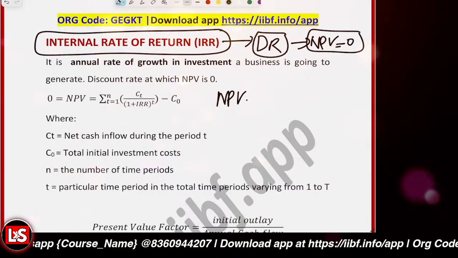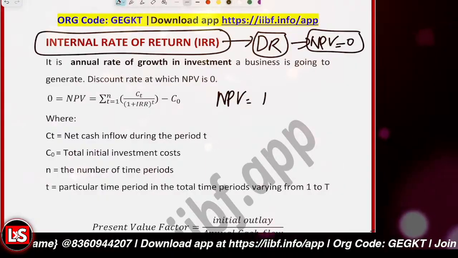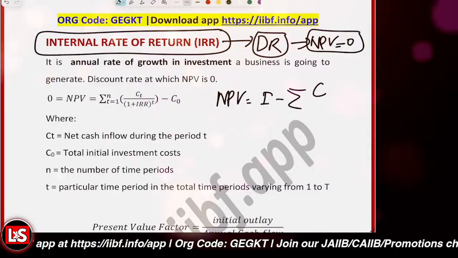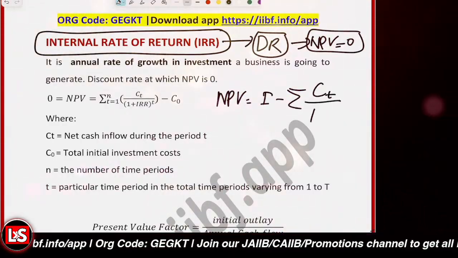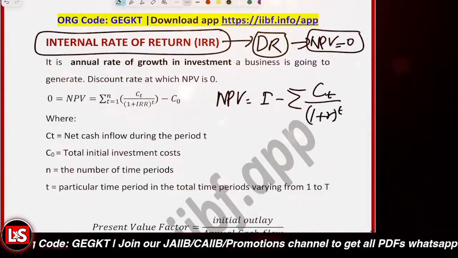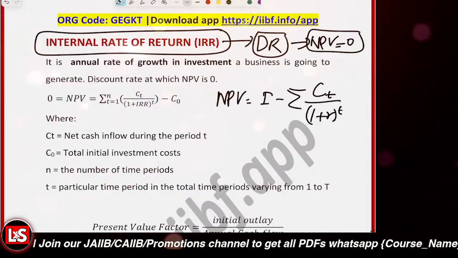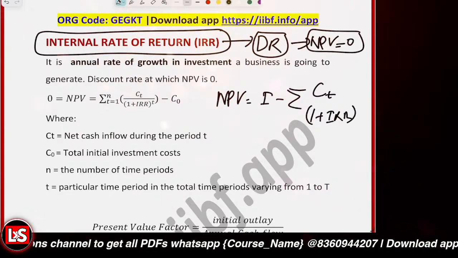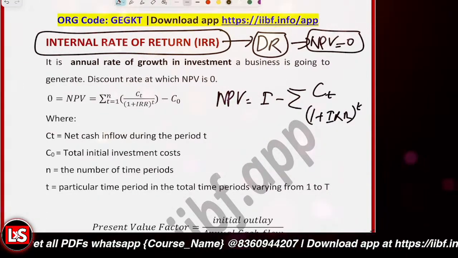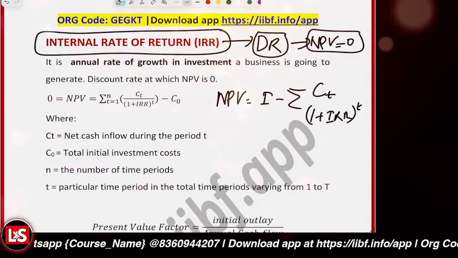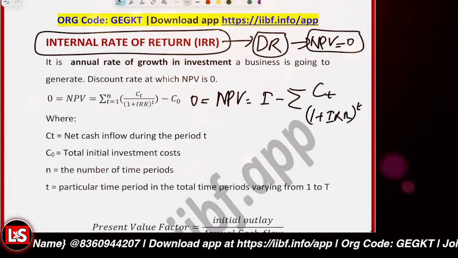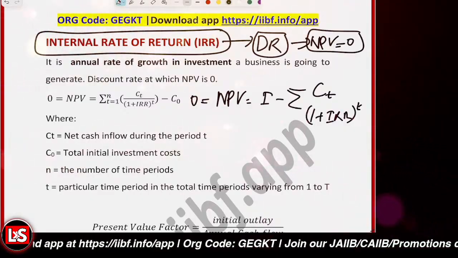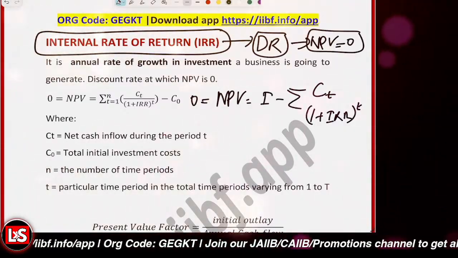So NPV formula we just know. NPV is equal to the initial investment minus the summation of cash inflows, that is CT divided by 1 plus R raised to power T, right? Now for R, we are replacing the discounting rate with the IRR, because we are considering IRR to be the rate at which the NPV will become 0. So this is IRR, internal rate of return.